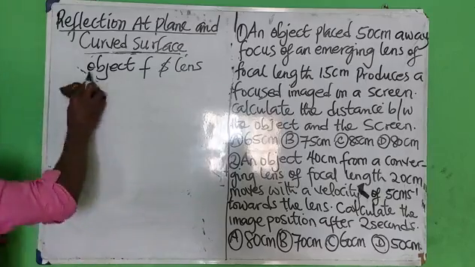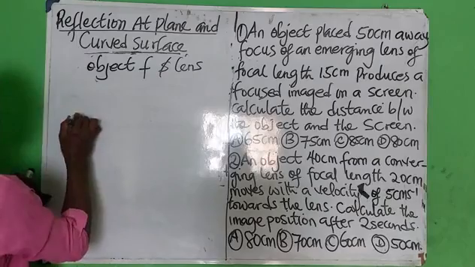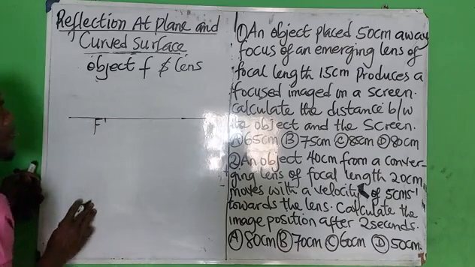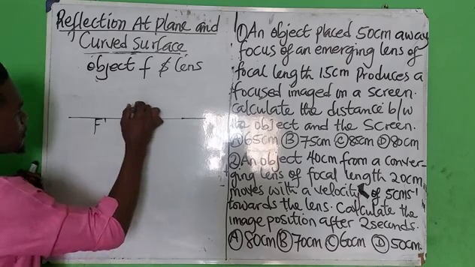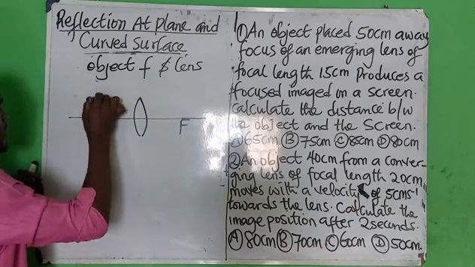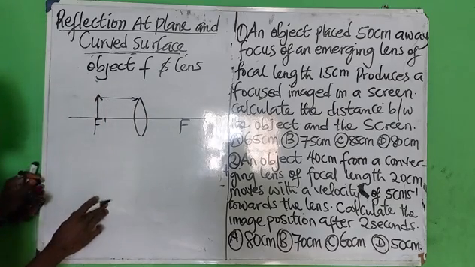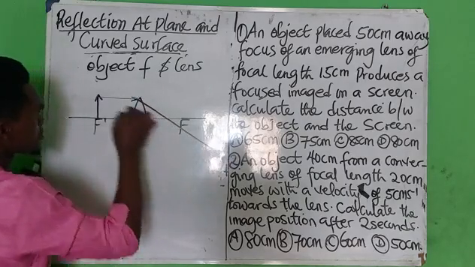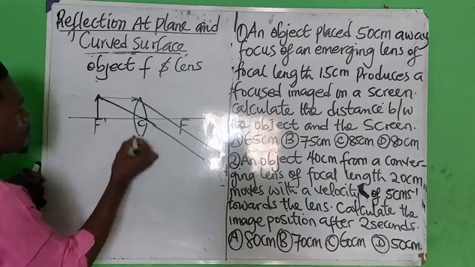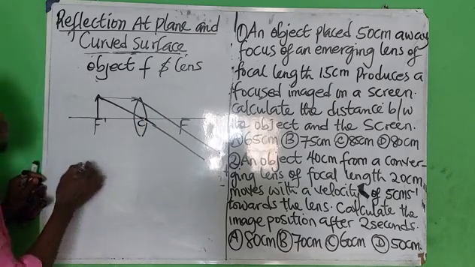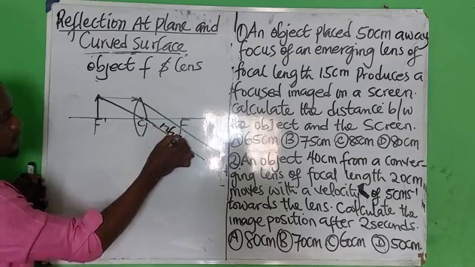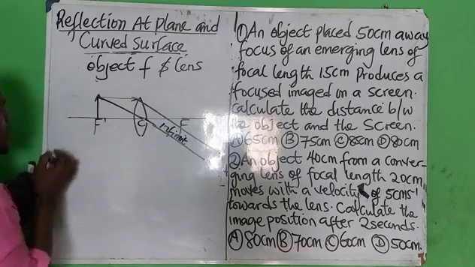If an object is placed at F, if I have F1 here, and I have my lens, and I have another F1, when an object is at F, you have this. It ought to cut through this radius of curvature here. Don't forget, this region is called what? Radius of curvature. You see now that the image is infinite.